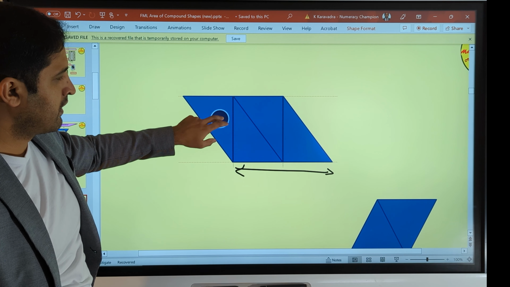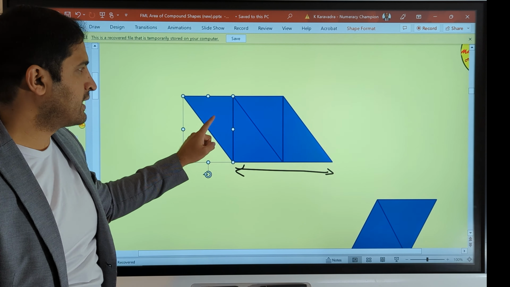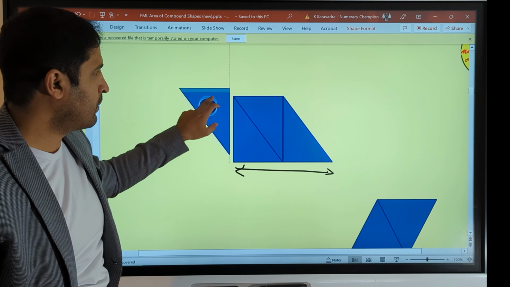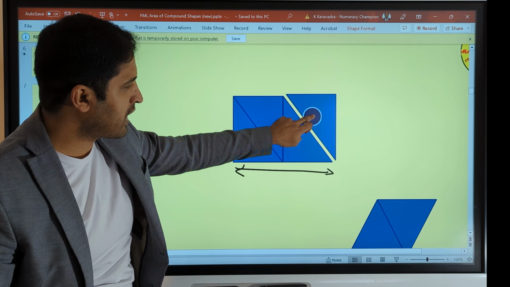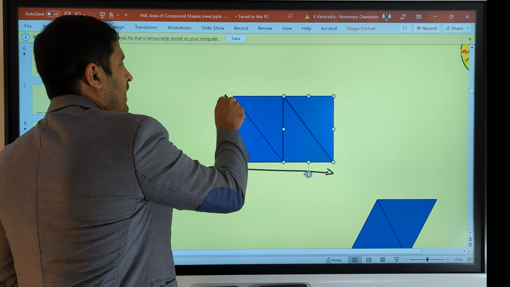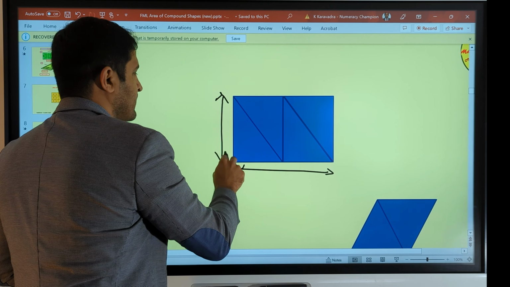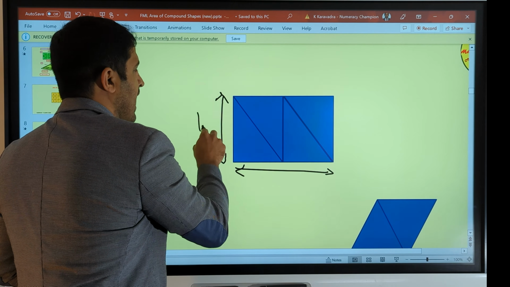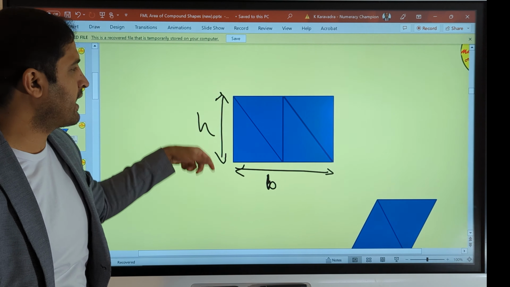That's a parallelogram with the same base. We're not changing the area. All we're doing is changing the shape into a rectangle. So the area of the parallelogram is the base times the height. So that's the base and that's a height here. The base and the height.